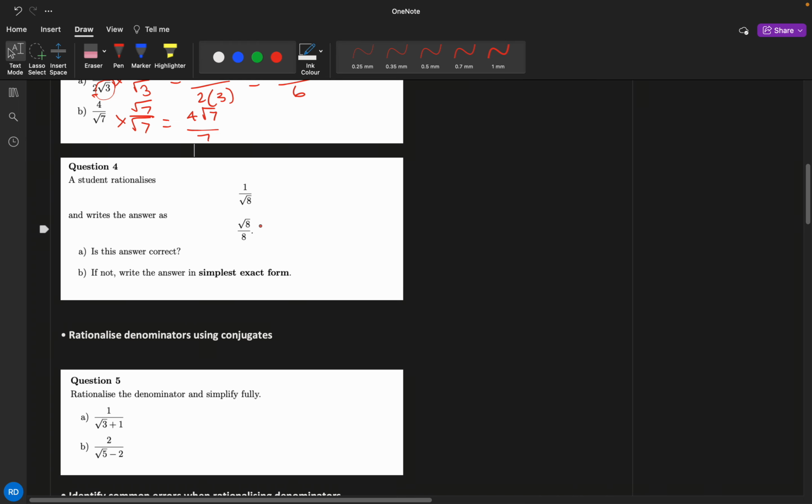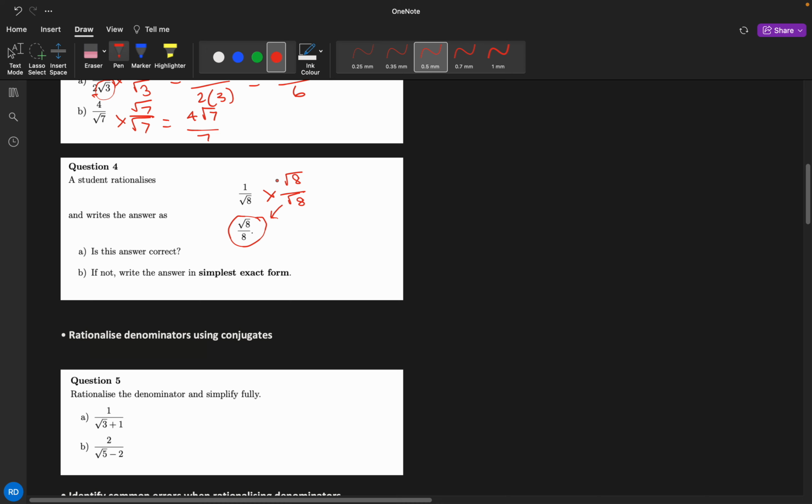So in some of the previous lessons, we've spoken about how you always have to write the simplest version of the surds, and that's just the standard for methods. So in this case, they have done the correct thing by multiplying by root 8 on 8, which does give you that.